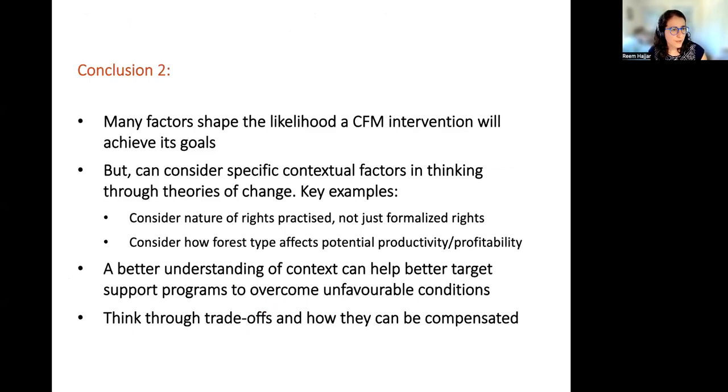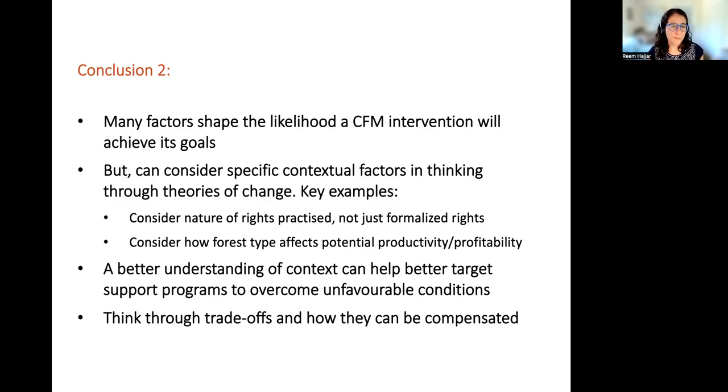So the conclusion on this part is that many factors shape the likelihood of a CFM intervention achieving its goals, right? No group of factors will universally determine whether CFM will achieve its goals in any given context, right? So what we can do here, we don't have the universal answers, but what we can do is use these results to consider specific contextual factors in thinking through theories of change.